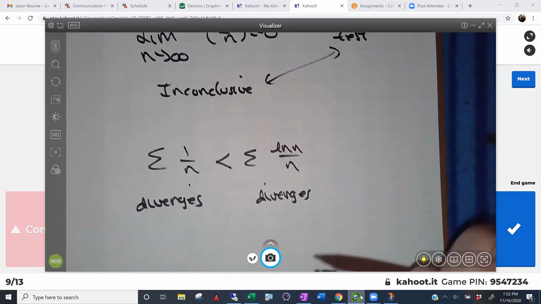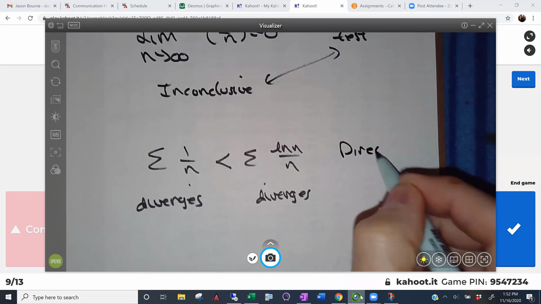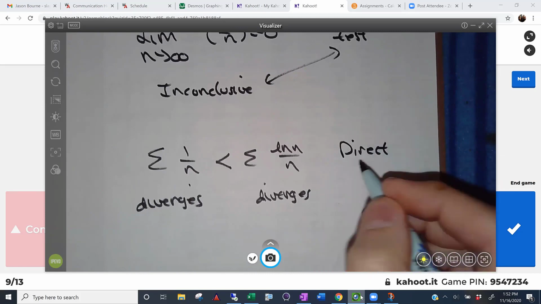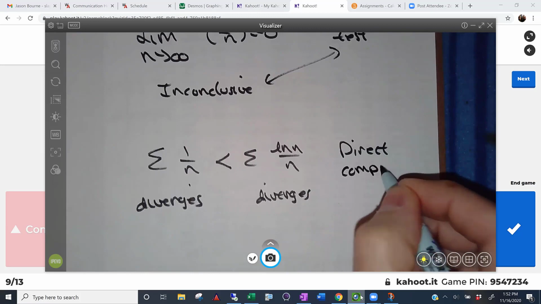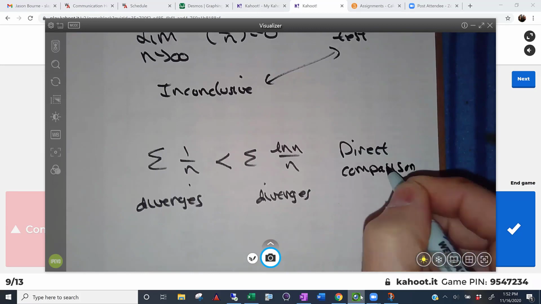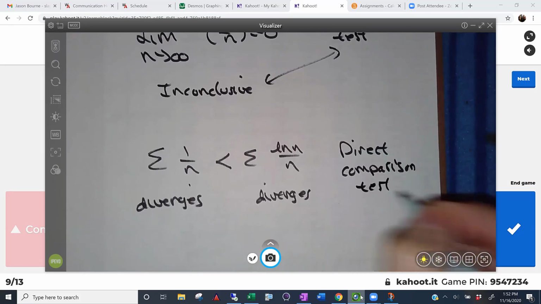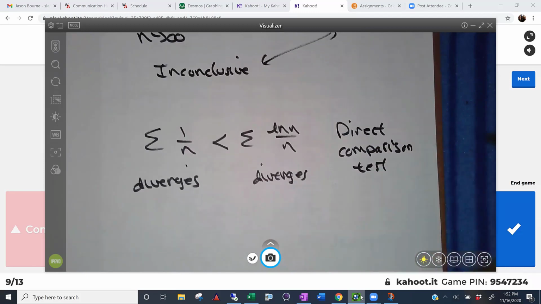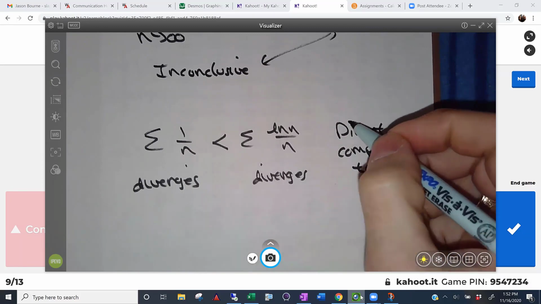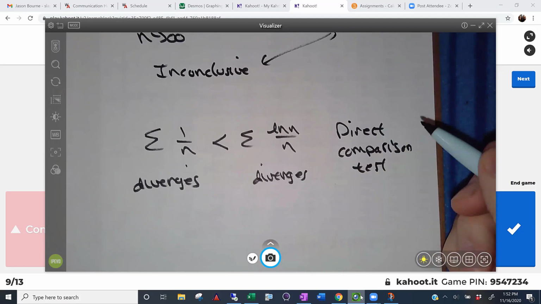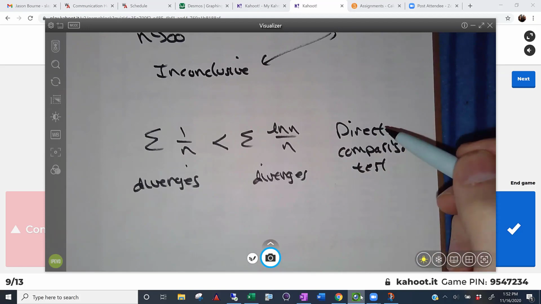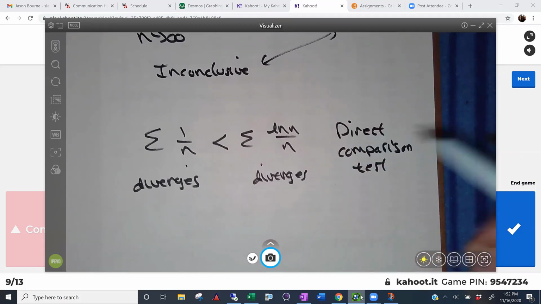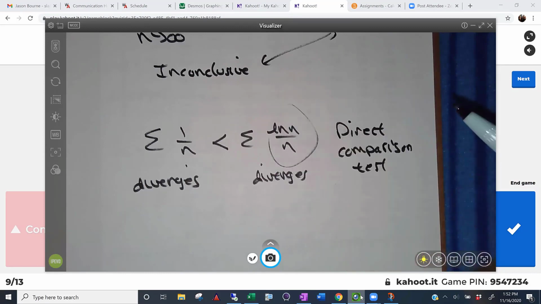So this is actually the direct comparison test. In general, what have I said about you using the direct comparison test? Be careful with it. Yeah, I wouldn't use it. I would use the limit comparison test for the most part. This is probably one example where I could actually suggest you use a direct comparison test. But yeah, this one's going to diverge. All right.